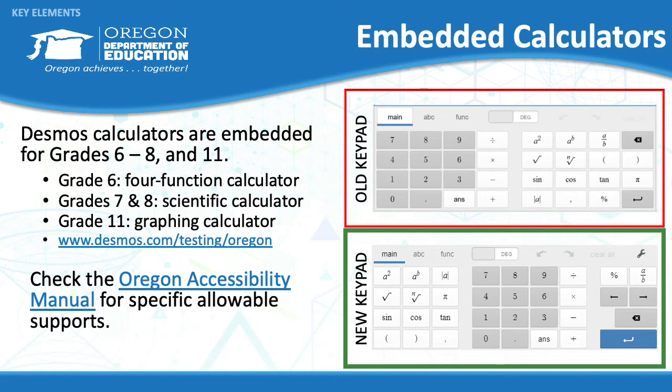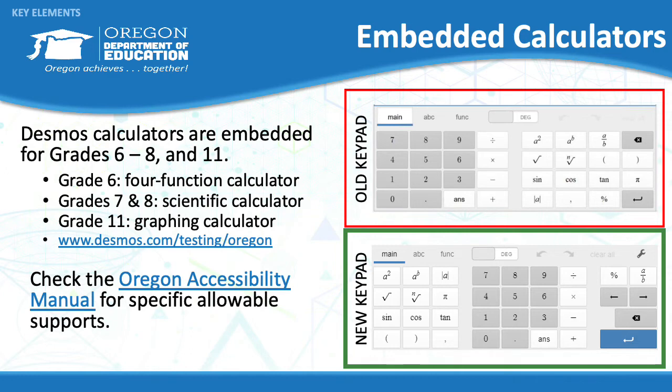Desmos calculators continue to be an embedded support within some mathematics items in grades 6 through 8 and grade 11. In grade 6, a 4-function calculator is available. In grades 7 and 8, a scientific calculator is available, and in grade 11, a graphing calculator is available. More information about the specific functionality of these calculators can be found on the Desmos website at www.desmos.com/testing/Oregon. Note that Oregon's summative assessment in science uses the same embedded calculators as those found on the statewide assessment in math.